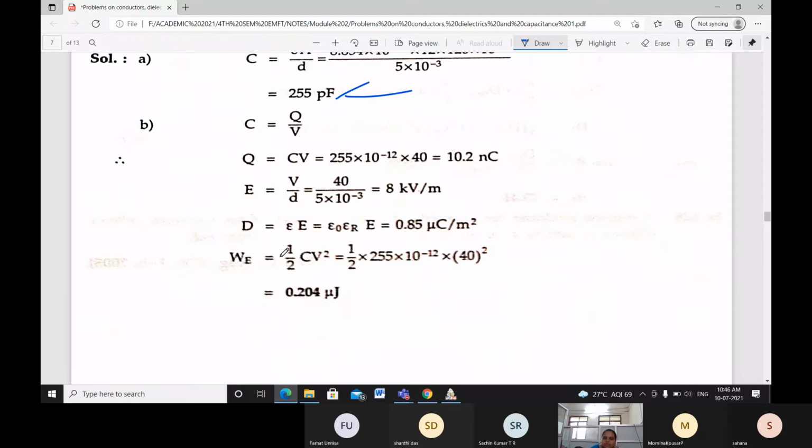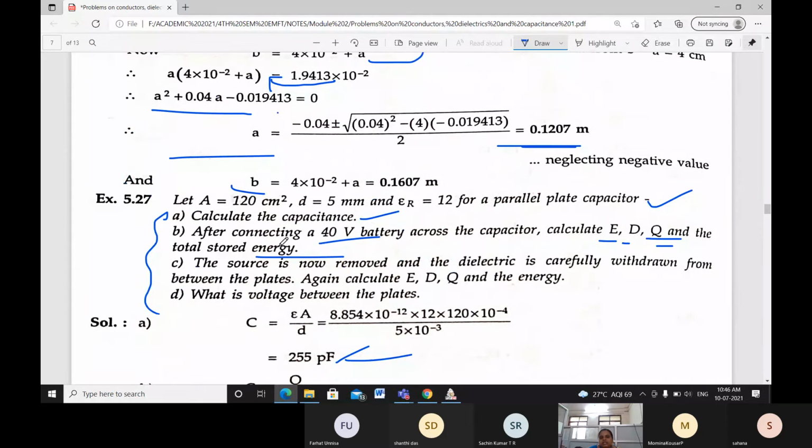What is the energy going to be? 1 by 2 times CV square. This equation you have to remember. What is the stored energy? Last part we have taken: what is the WE? In different cases it's written. I hope you remember. Okay, that is going to be equal to what? 1 by 2, substitute for C and also for V. Then you will get 0.204 microjoules. This is for the second case. Next is what?